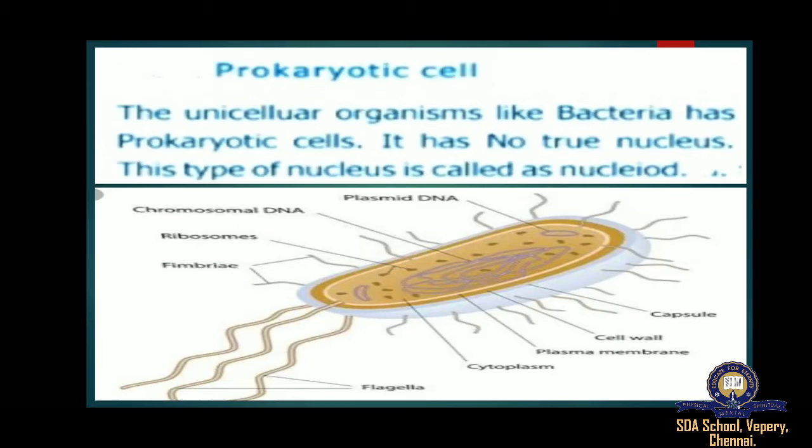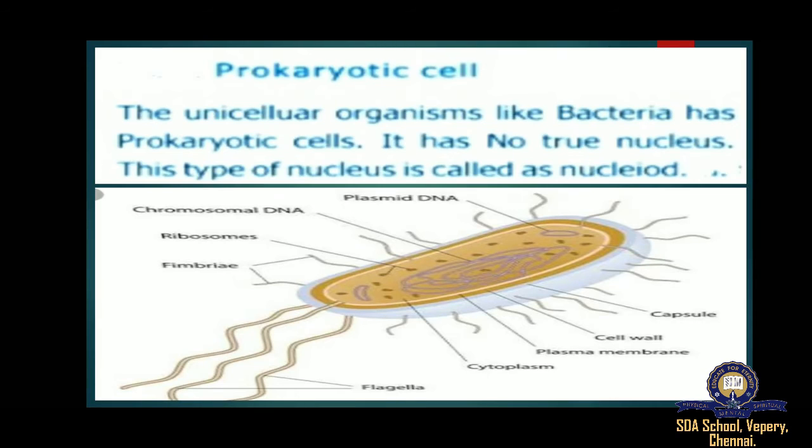Now move on. Prokaryotic cell. Cells come in various shapes and sizes based on the presence of the nucleus or membrane-bound organelles. Cells are broadly classified as prokaryotic cells or eukaryotic cells. Already I told you. Let's learn about each in more detail.